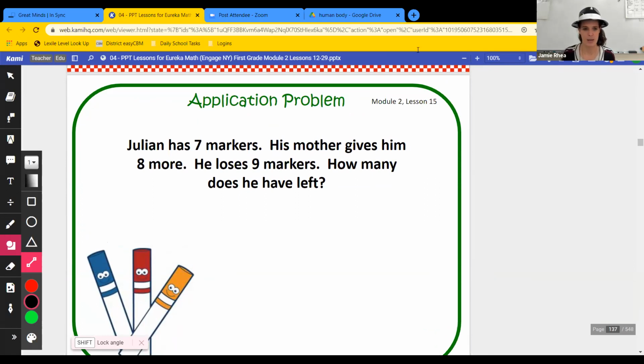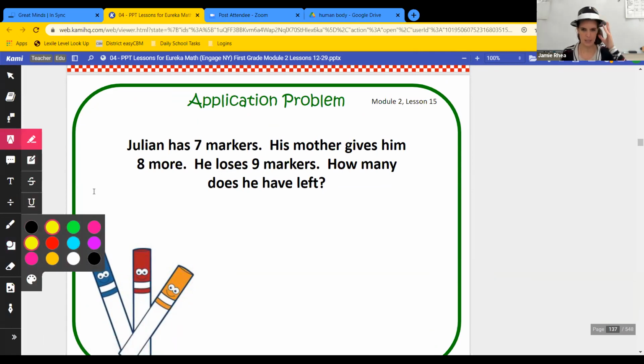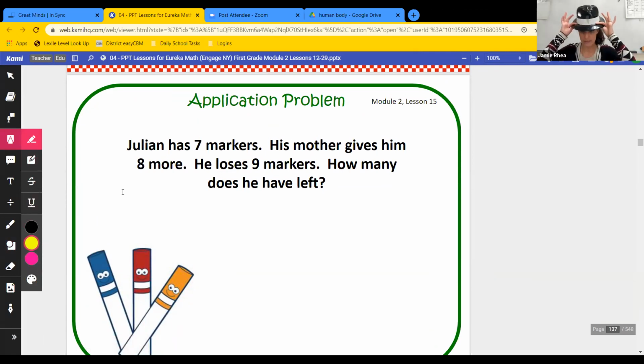Let's look for clues. I'm going to pull my highlighter out. I'm going to leave it yellow. All right, let's look for, yep, there goes the hat. All right, let's look for clues. Julian has 7 markers. Is there a clue there? Yeah, he has 7 markers. So I'm going to highlight 7 markers. All right. His mother gives him 8 more. 8 more is our clue.